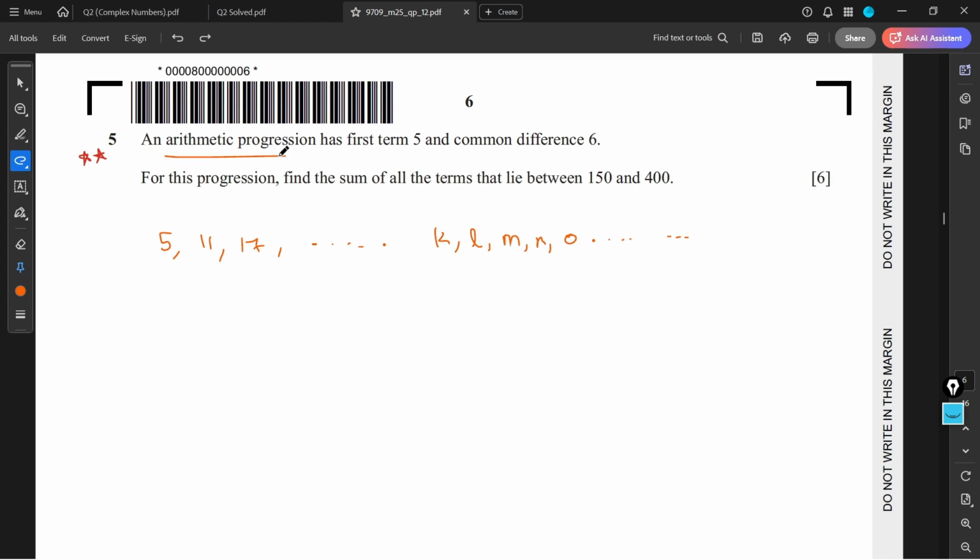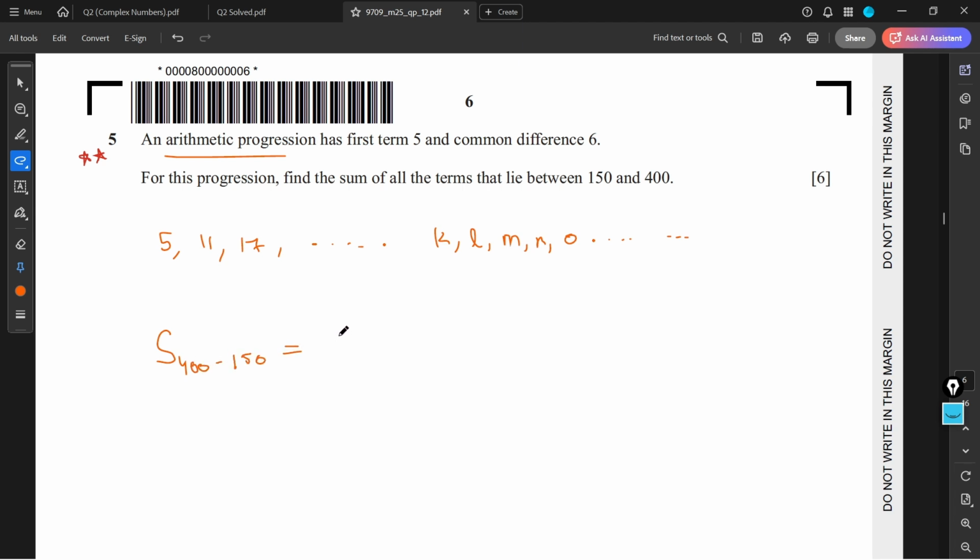We have an arithmetic progression with the first term as 5 and the common difference as 6. For this arithmetic progression, we are asked to find the summation of all the terms that lie between 150 and 400. The most common incorrect approach by students, based on their past paper practice, was to think they were asked to find the summation of the terms between the 400th term and the 150th term.